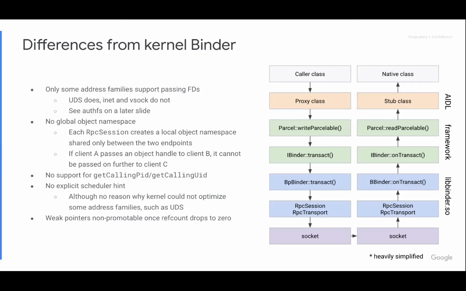And the last kind of weirdness of RPC Binder is that weak pointers cannot be promoted to strong pointers once the ref count drops to 0. In the kernel binder, even if you only have a weak pointer to something, until it's garbage collected, you might be able to promote it back to strong. But with RPC Binder, that's not possible.